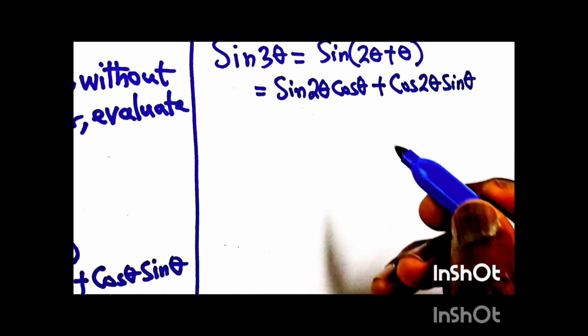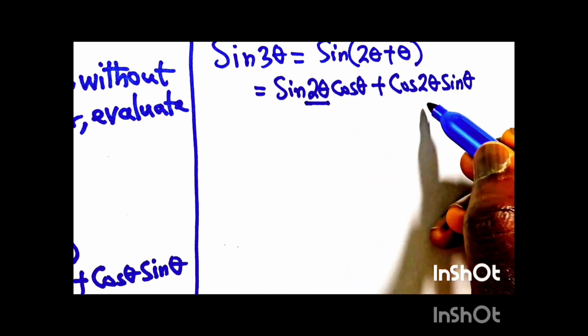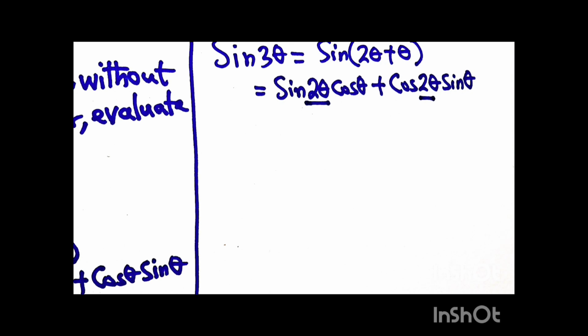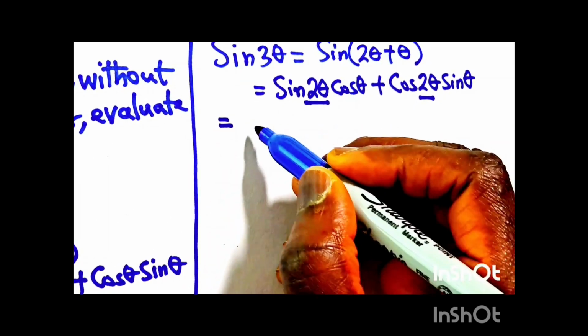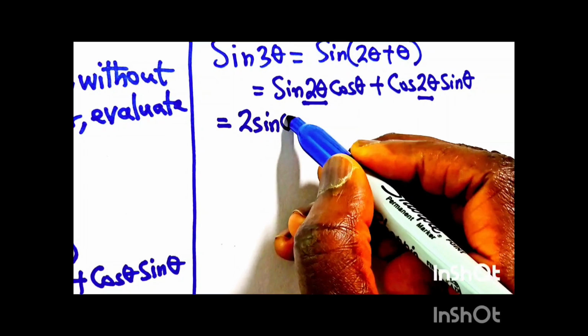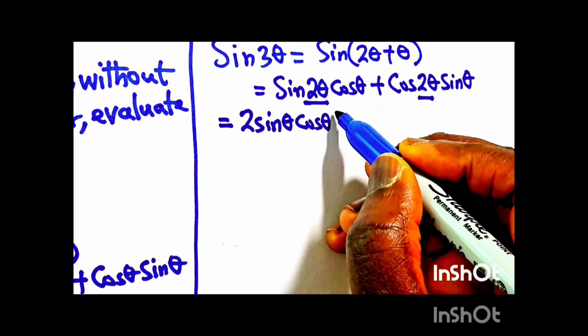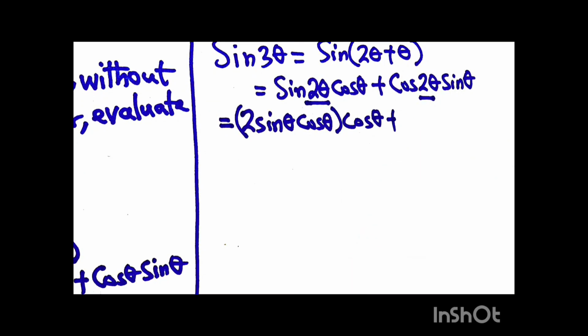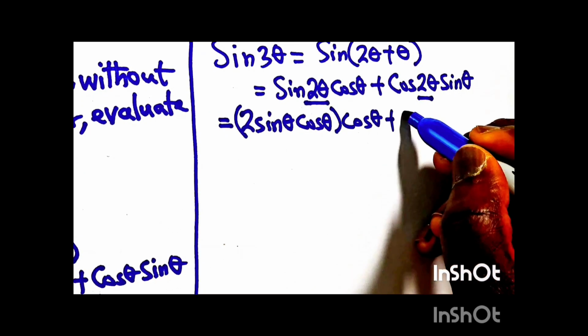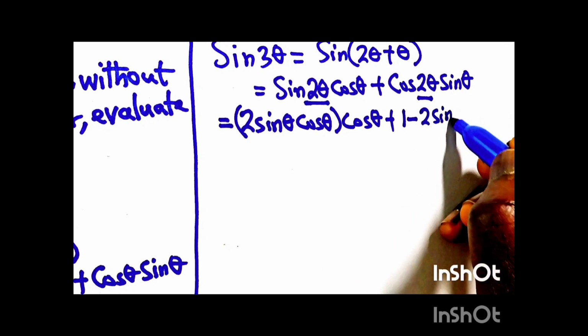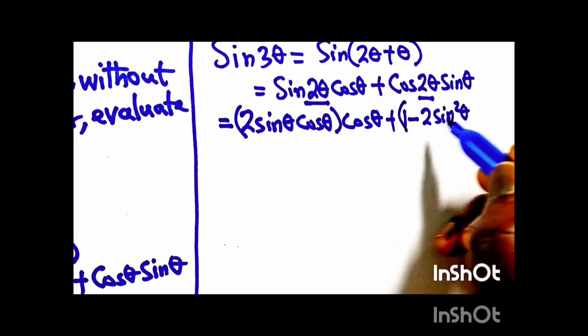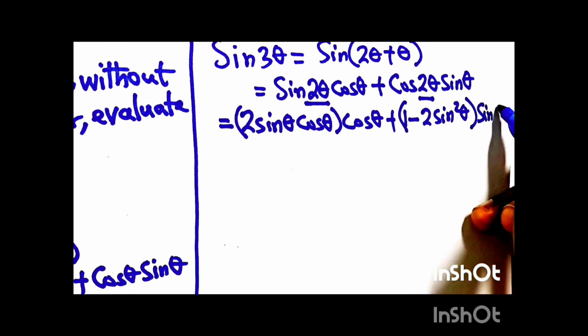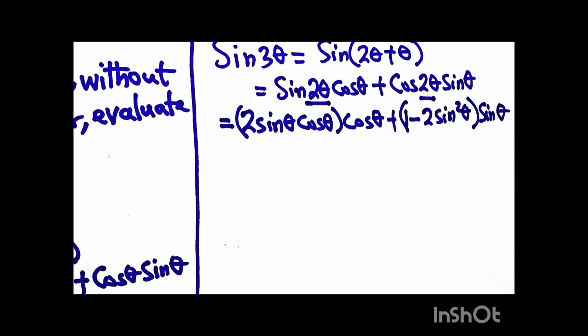So this is where we need the sine 2 theta and the cos 2 theta we have expanded in the first place. And we know that sine 2 theta is going to give us 2 sine theta cos theta. So I'm going to fix that in there. So this is going to give us 2 sine theta cos theta, and I'm going to put this into bracket cos theta, plus cos 2 theta is going to give us 1 minus 2 sine squared theta. I'm going to put that in bracket all into sine theta. I think it's making sense now.